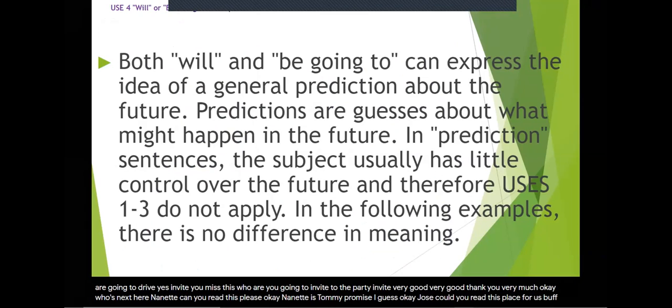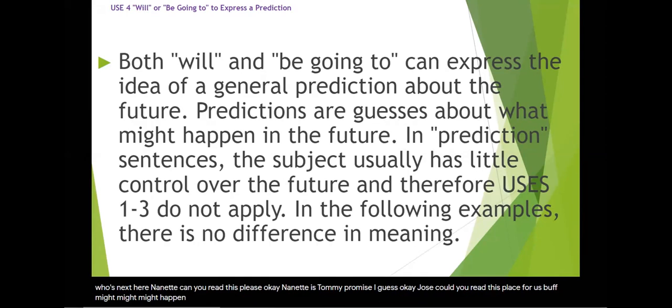But will and be going to can express the idea of a general prediction about the future. Predictions are guesses about what might happen in the future. In prediction sentences, the subject usually has little control over the future and therefore uses will. Rules 1-3 do not apply. In the following examples, there is no difference in meaning. Very good. Thank you very much.